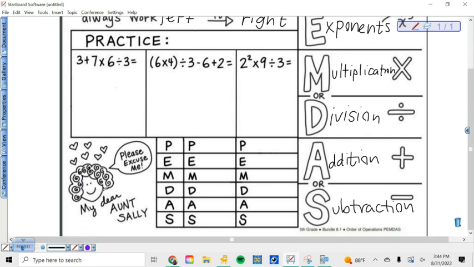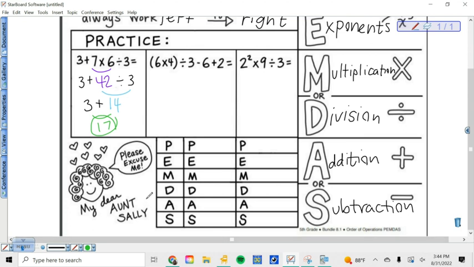So in this first one, what is my first step? Yeah, multiplication, 7 times 6, what does that give me? 42. And then my next step is 42 divided by 3. What's 42 divided by 3? Good. And then last, addition. It's 3 plus 14 gives me what? 17, and that's my answer.